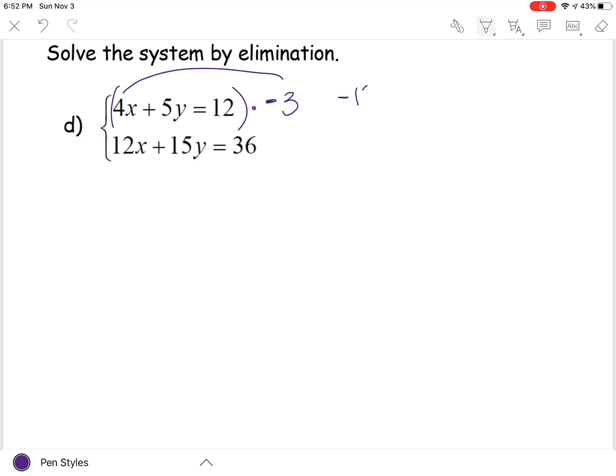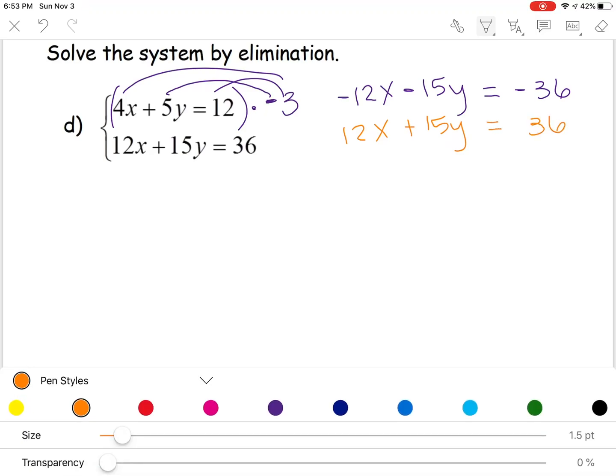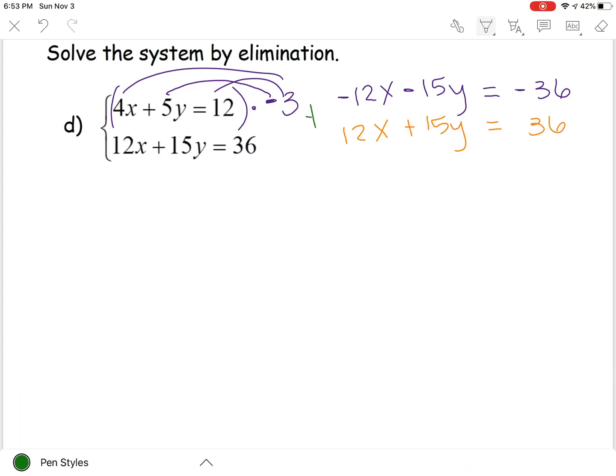4x times negative 3 is negative 12x. 5y times negative 3 is negative 15y. 12 times negative 3 is negative 36. And that bottom equation, again, that one just gets to stay the same. I don't need to change it because just by multiplying the top one, I was able to make that pair of opposites. Then we can combine them.